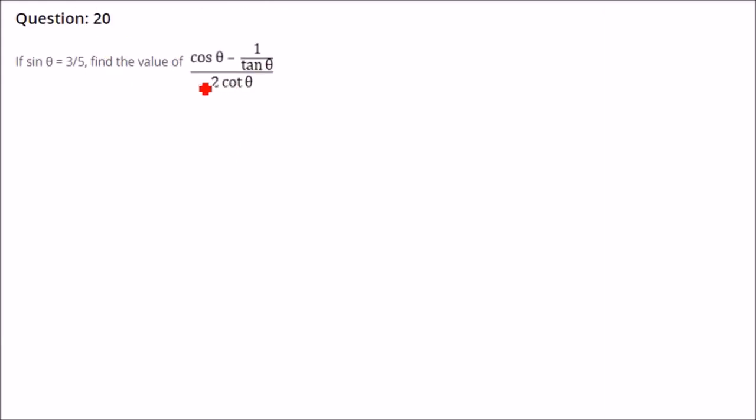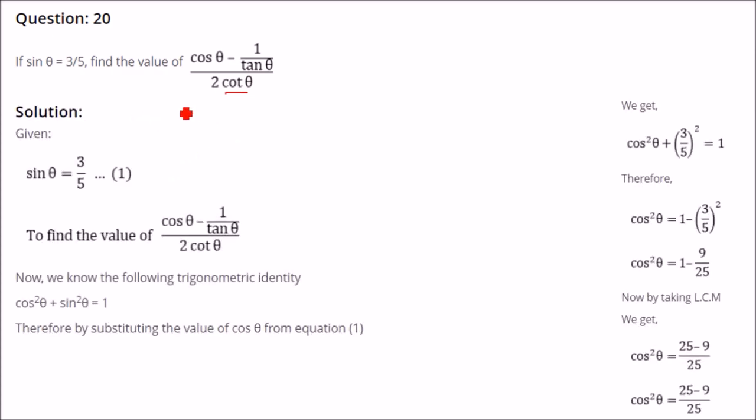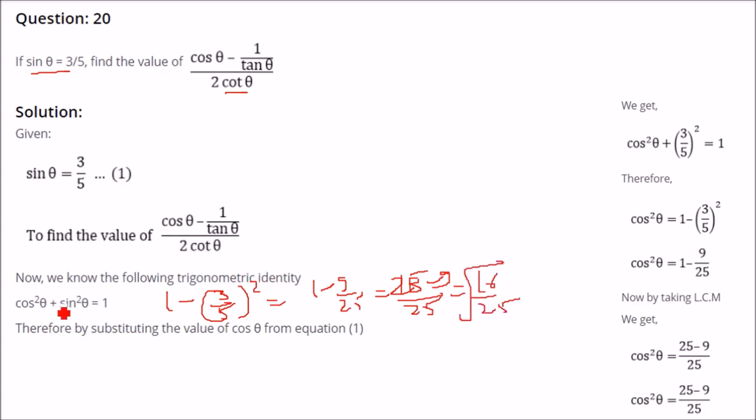Next, here there is just one change. Sine and cos are changed, and here we have cot theta. So the same thing we are going to do. First of all, sine theta is given. So cos square theta can be 1 minus sine square theta. It is 1 minus 3 by 5 whole square, 1 minus 9 by 25, 25 minus 9 by 25. So 16 by 25. You take the root, because this was actually cos square theta. So cos theta will be the square root, 4 by 5. Cos theta is now 4 by 5.